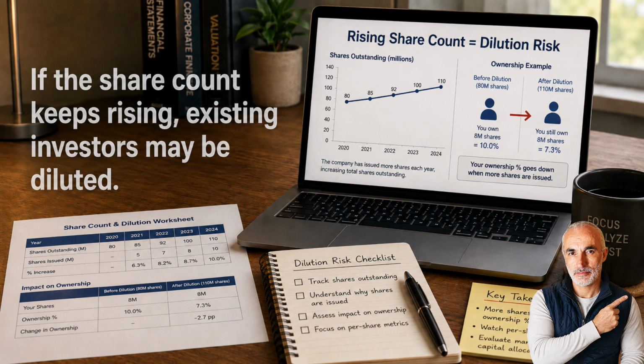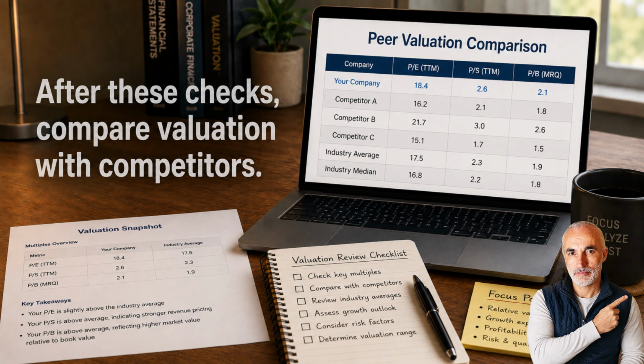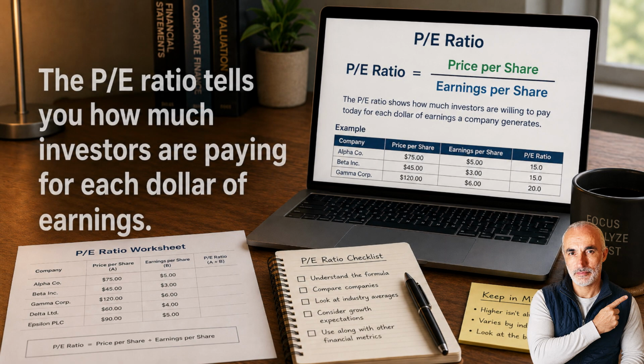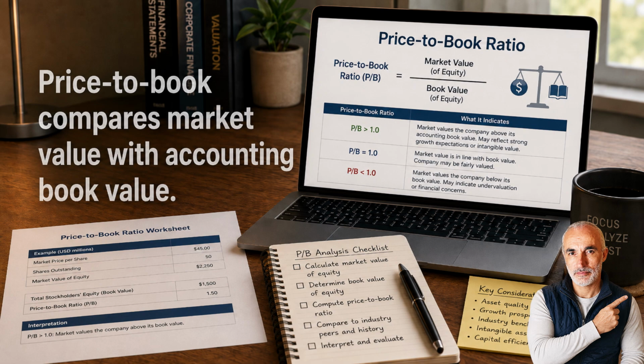After these checks, compare valuation with competitors. The P/E ratio tells you how much investors are paying for each dollar of earnings. The price-to-sales ratio compares market value with revenue and may help when profits are smaller or inconsistent. Price-to-book compares market value with accounting book value. It is often more useful for banks, insurers, and asset-heavy companies than for software-based businesses.